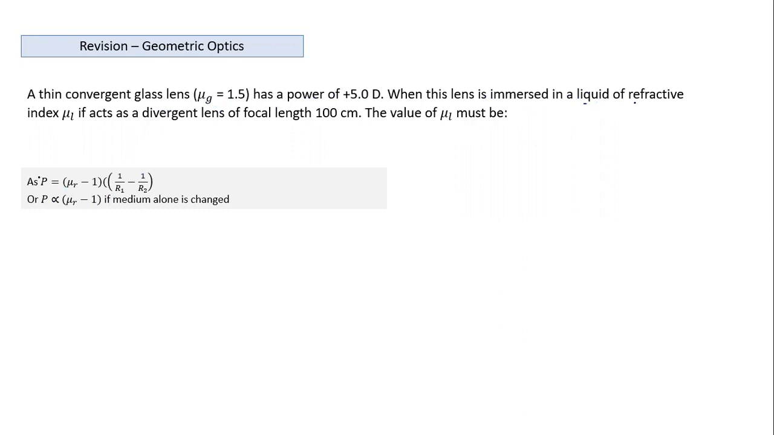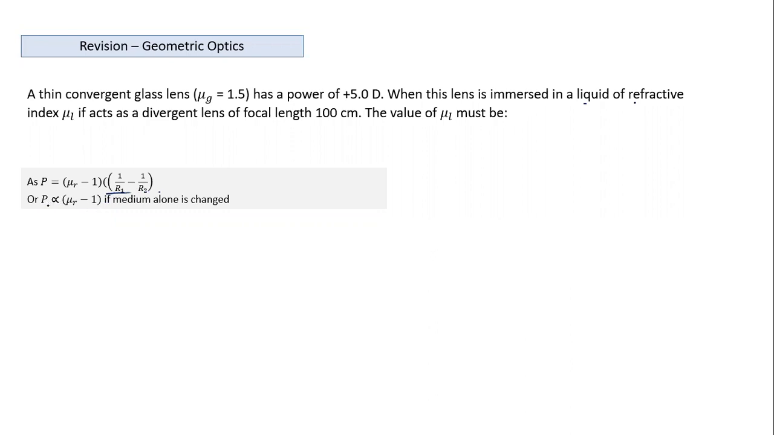So this is how the power, 1 by f of a lens, is (mu r minus 1) times (1 by r1 minus 1 by r2). Whenever we submerge the lens into some other medium, the geometry of the lens is not changing. This term is not changing. Which term is changing? Only this term is changing.